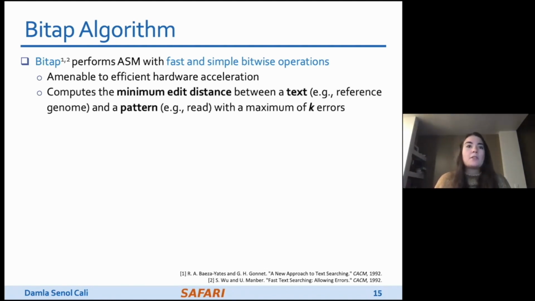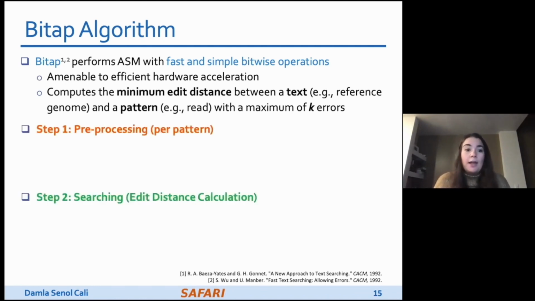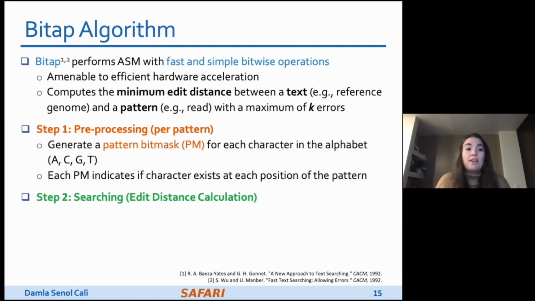So Bitap tackles the problem of computing the minimum edit distance between a reference text, such as a reference genome, and a pattern, such as a read, with a maximum of k errors. So k is a parameter here. And the algorithm has 2 steps. It starts with a pre-processing procedure where we generate one pattern bitmask for each character in the alphabet, which is ACGT in this context. And these pattern bitmasks help us to represent the query pattern in a binary format.